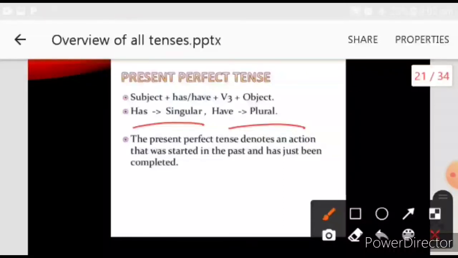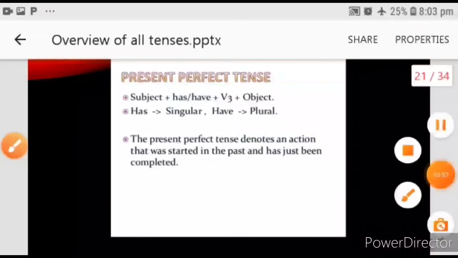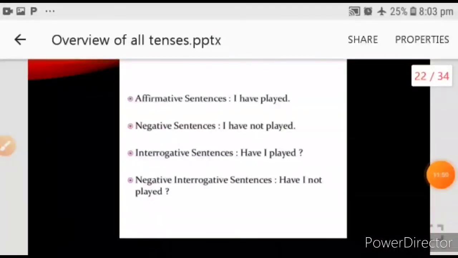And the special thing about present perfect tense is that it tells you something that has happened now, that has just completed now. So this now factor is there in the present perfect tense. Okay. These are the general examples: I have played, I have not played, have I played. These are the general examples of this tense.